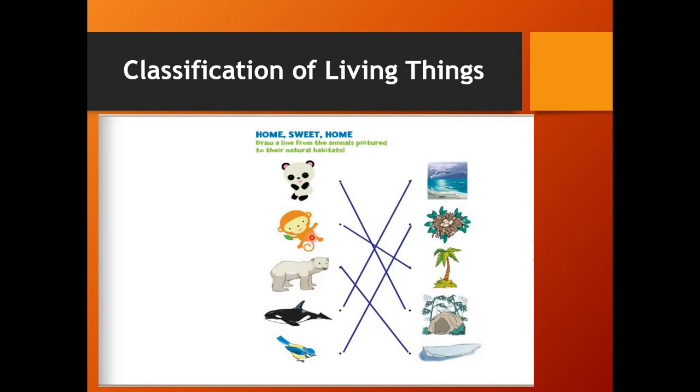For the monkey, near the tree, the coconut tree. Polar bear, near the winter, let's say the cold region, where we have the winter season. For whale, of course, they live in the sea. Birds live on nests, bird nests. So these are basically the habitats.